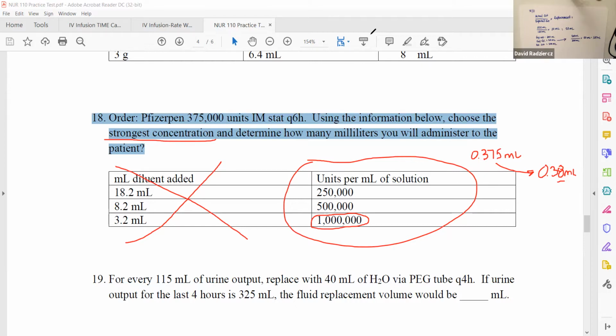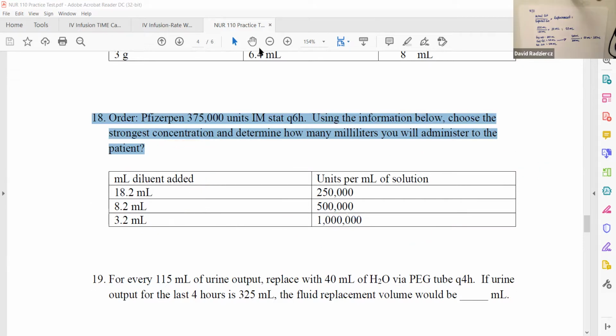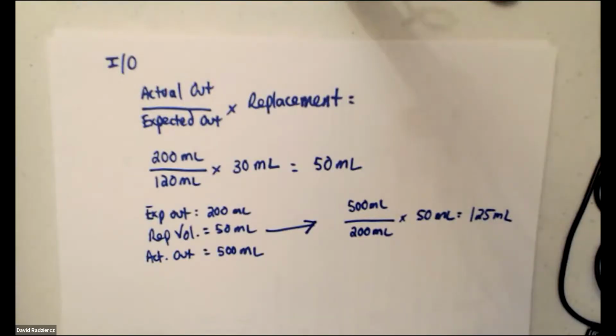I have another example, not of an infusion rate, I'm sorry, of a reconstitution question, or at least it has the word reconstitution in it, but it doesn't necessarily mean that it is a reconstitution question. I'll show you what I mean in just a second. Let's see if I can pull this up. Give me 1 second. Okay, so let me share this real quick.